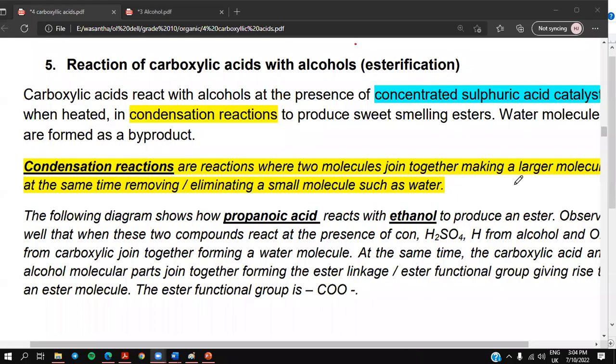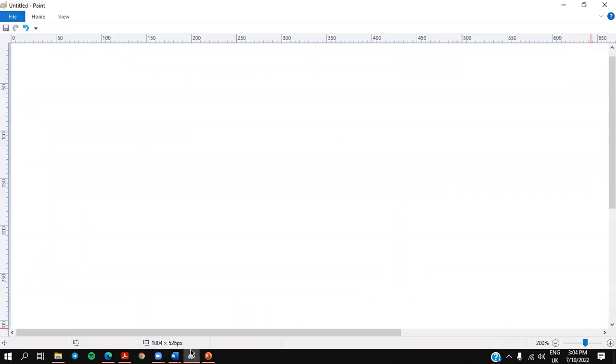The last reaction under carboxylic acid is esterification. In these reactions, carboxylic acids participate in a reaction with alcohols, giving a special type of compound called esters. Before we go to this ester lesson, I think it's better to discuss all the reactions we have discussed under alcohol so far to make a summary. So this is a summary of the alcohol reactions we discussed today.